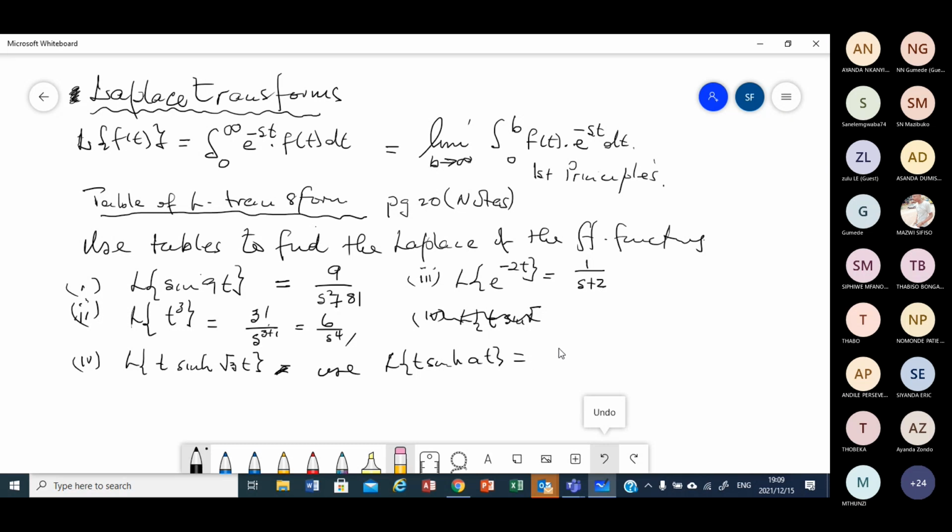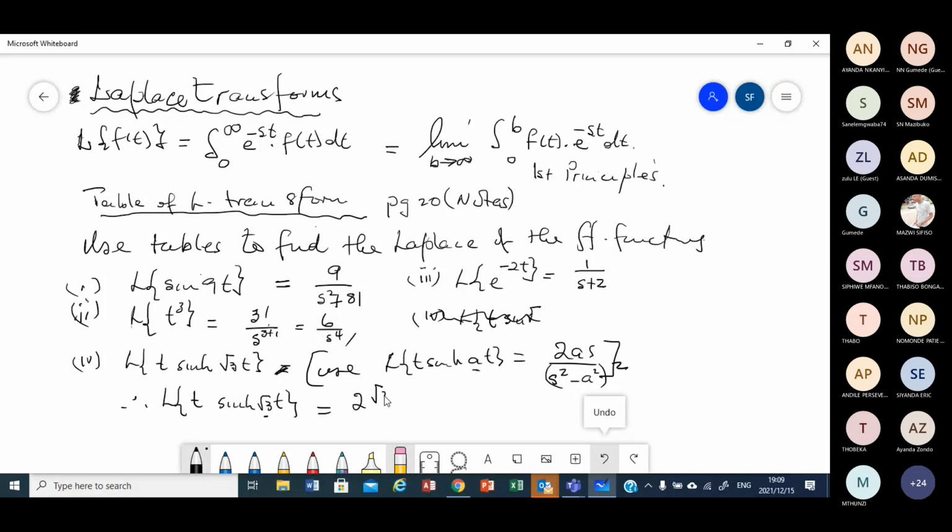2as over s squared minus a squared, all squared. Therefore, the Laplace of t sine square root of 3t will then be equal to, I was just copying that formula there. Therefore, it's going to be 2. What is a? My a is square root of 3.